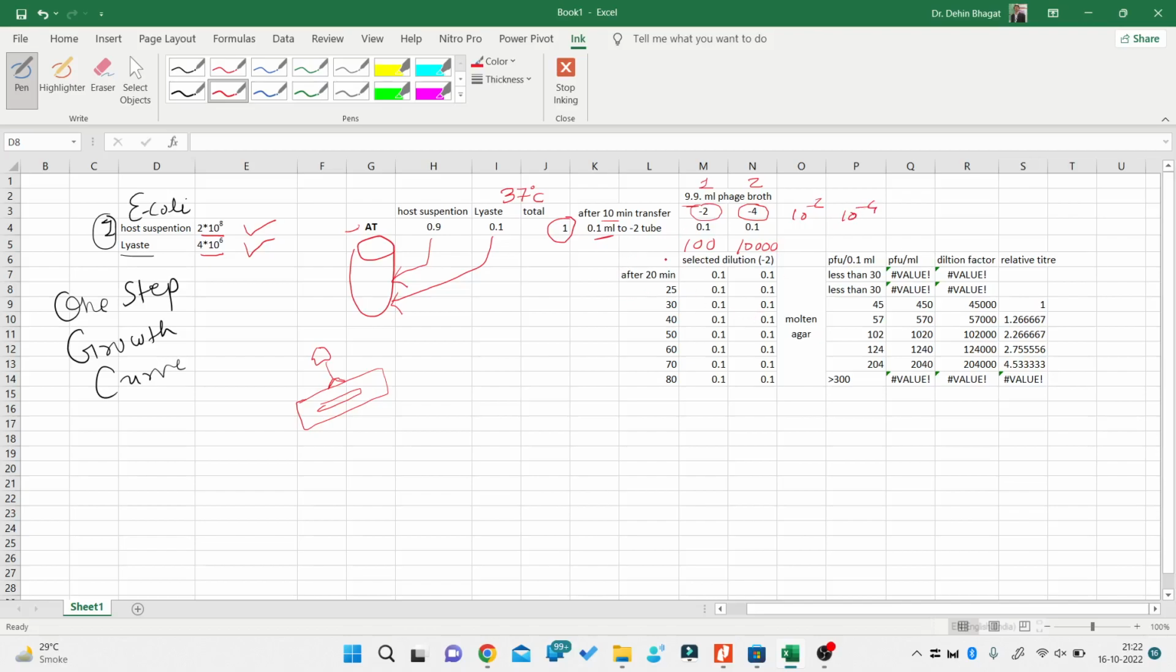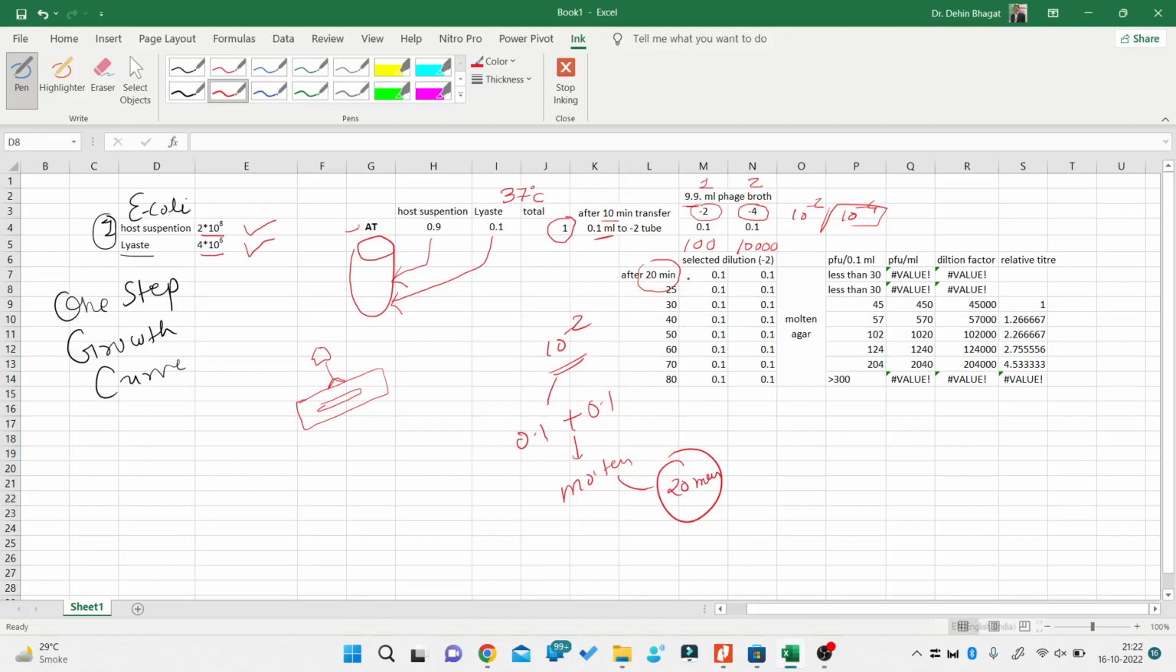After the dilution and mixing, you have to time exactly 20 minutes. After that 20 minutes, you collect 0.1 ml from either tube. Suppose I select 10 raised to minus 2. From that tube, I take 0.1 ml plus 0.1 ml of E. coli culture, and add both into molten agar. Mix it well and pour it. Label the plate as 20 minute.